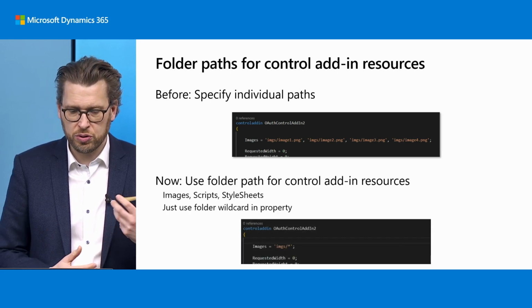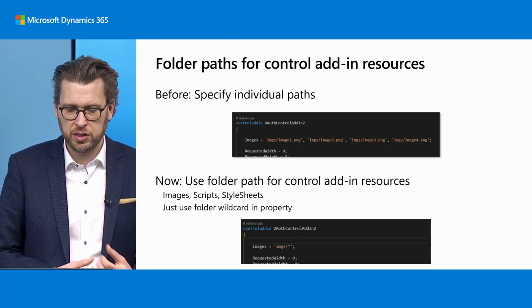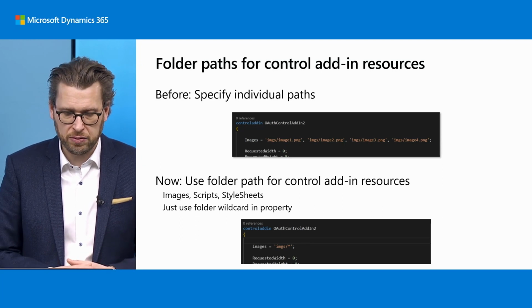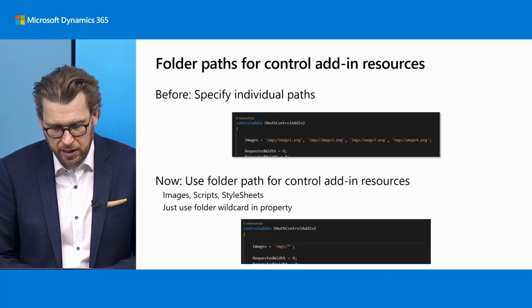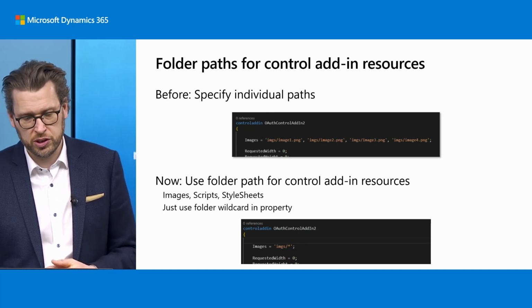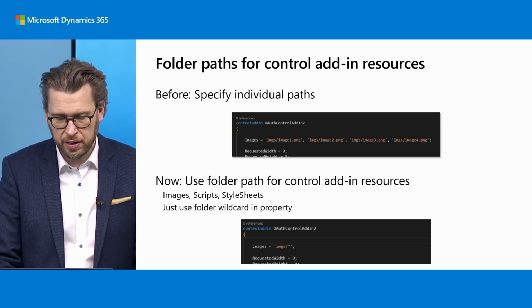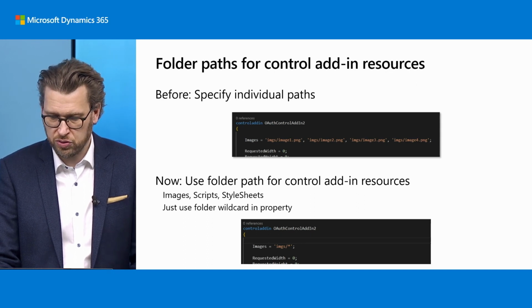And now you can use a folder path for these resources, right? It works on the images and the scripts and the style sheets properties, and you basically can just use a folder wildcard. So if everything, as in this example, is under the IMGS folder, you just specify that with a star as a wildcard, and it will pull in the images under that folder. So that again speeds up and makes it a little easier to read.